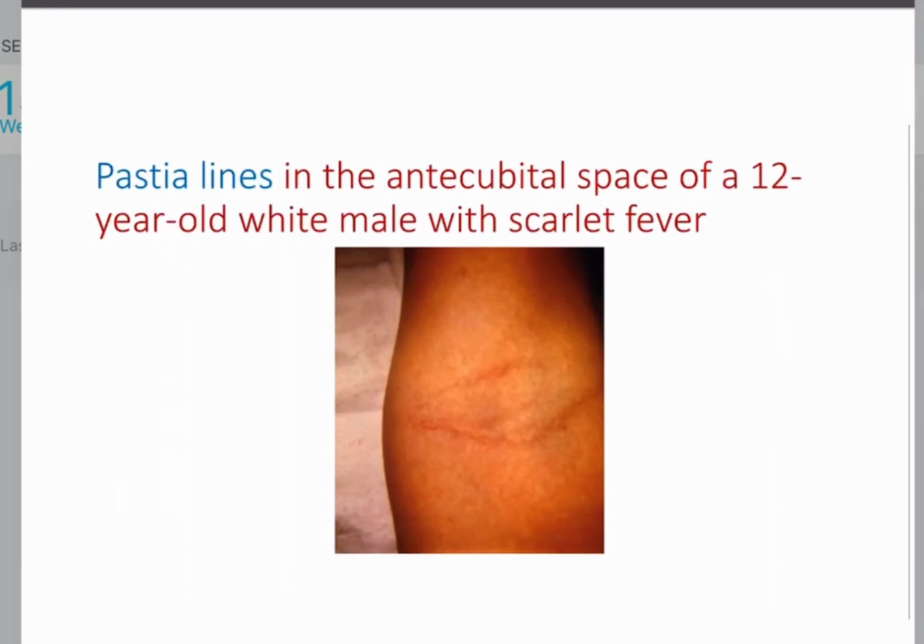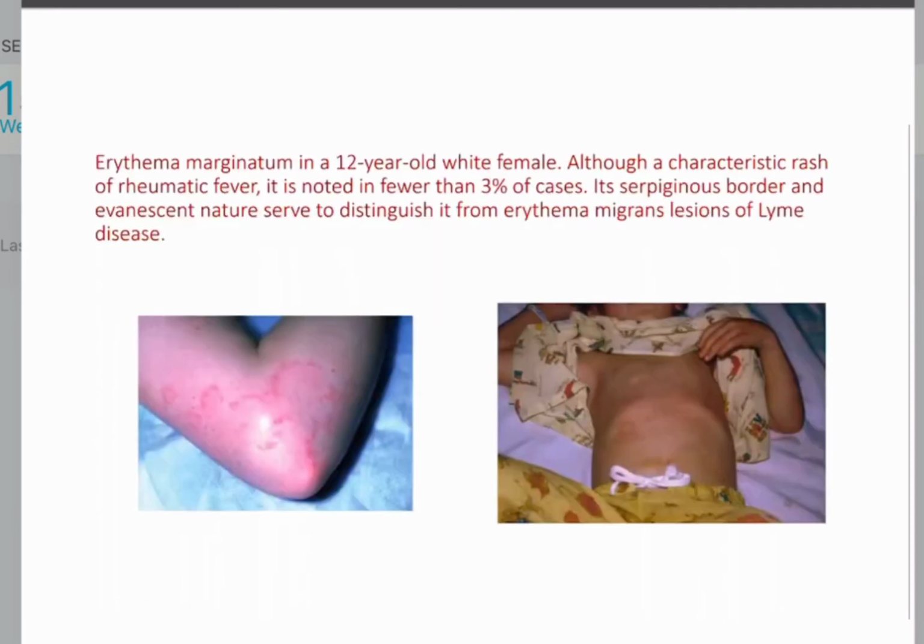The lines which you see around, these dark lines, are nothing but the Pastia lines. Again, these are seen in patients with scarlet fever, which is due to infection with group A streptococcus. Another presentation is the erythema marginatum.